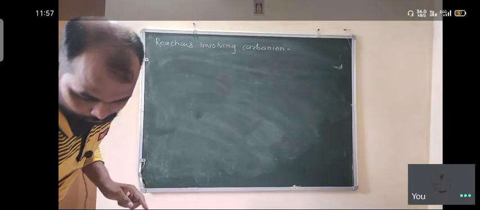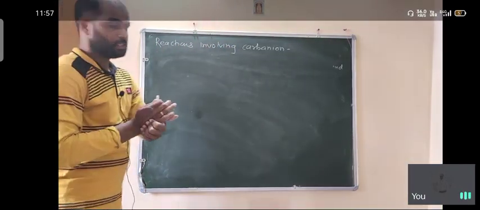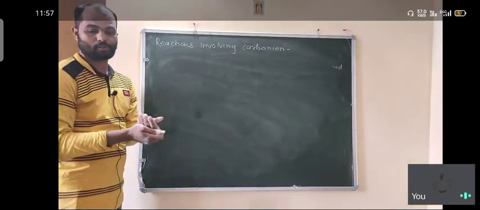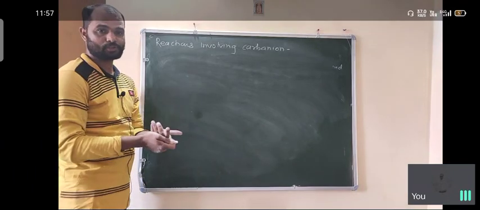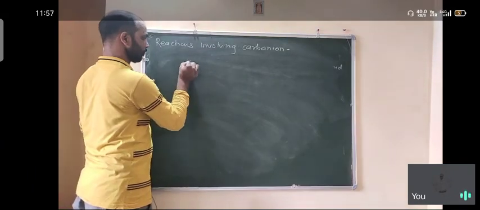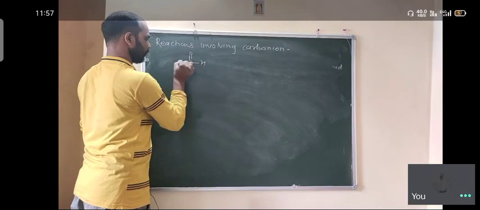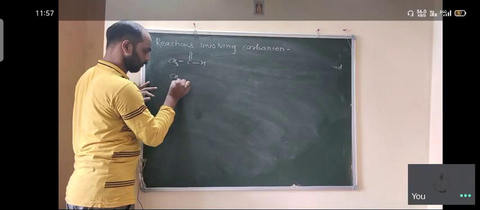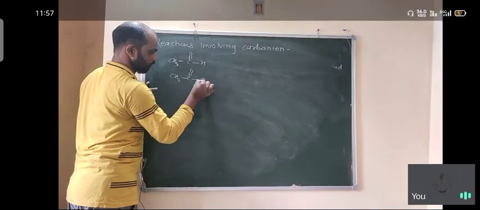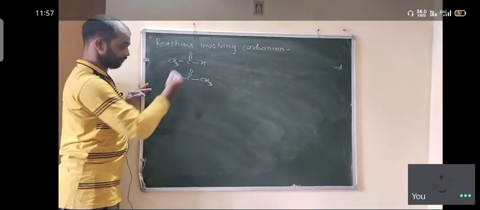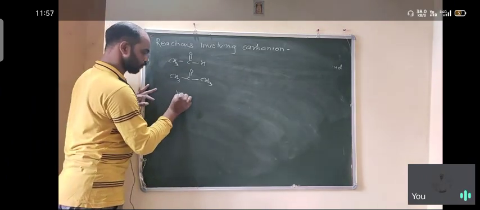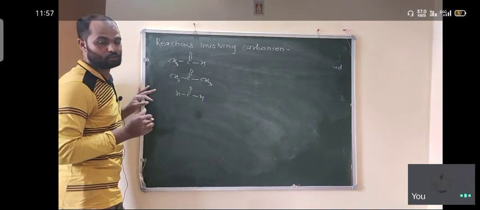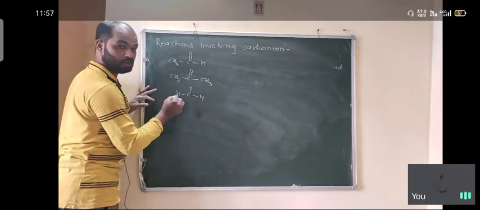So here, a beta hydroxy carbonyl compound is the product. Which compounds have the alpha hydrogen atom? Suppose we consider CH3, so acetaldehyde, acetone, this way. But suppose we use formaldehyde. Can formaldehyde undergo this reaction? No, because there is no alpha proton.